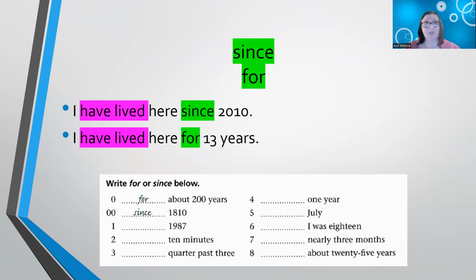The problem with Russian is that usually we don't use any preposition in the sentences. We just say: я живу здесь 13 лет. No preposition. If we speak about period of time in English, we use the preposition for. Look at the examples. I've lived here since 2010. С 2010. Since 2010. I've lived here for 13 years.